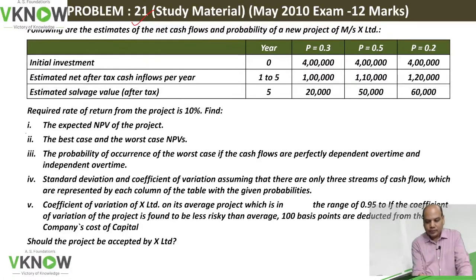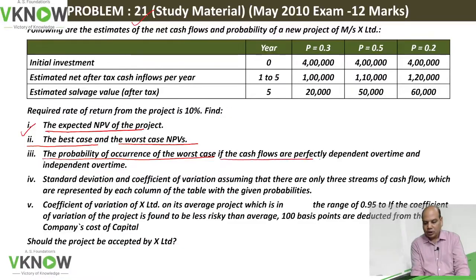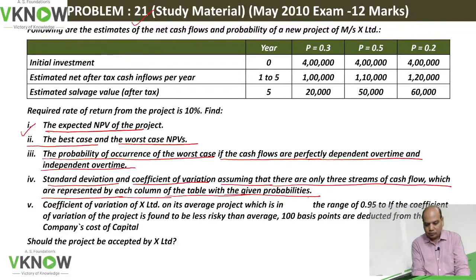So these are the questions. Expected NPV of the project, best case NPV, worst case NPV, the probability of the occurrence of the worst case if the cash flows are perfectly dependent over time and independent over time. Then standard deviation and coefficient of variation, assuming that there are only 3 streams of cash flows which are represented by each column of the table with the given probabilities. Last question is coefficient of variation of X Limited on its average project, which is in the range of 0.95 to, this end range is not given, maybe you can write 1.20.